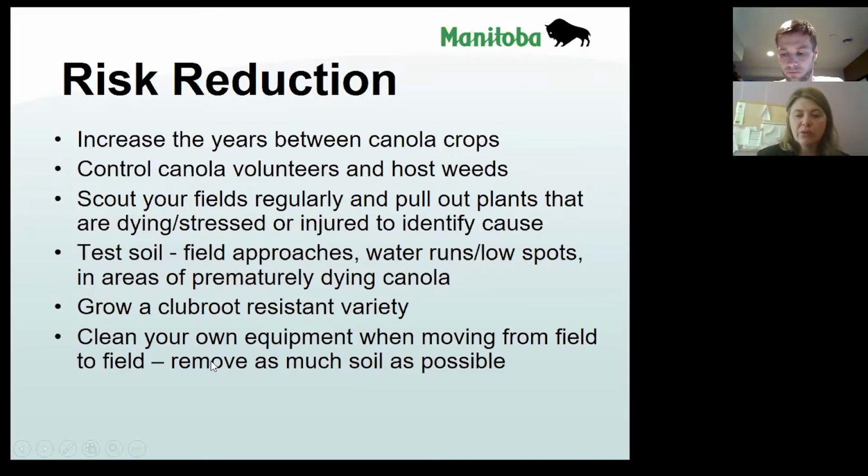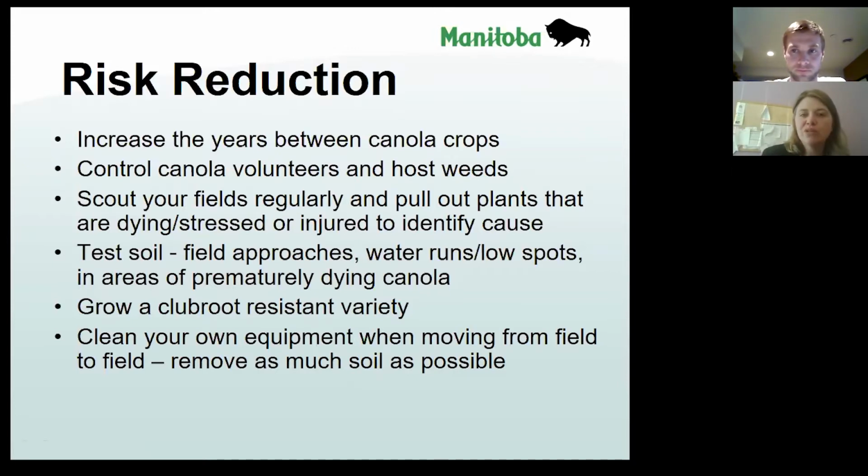And cleaning your own equipment when you're moving from field to field, trying to remove as much soil as possible. I know this is a hard recommendation to give and to take, because sometimes in Manitoba we only have a few days where we can get out and actually seed. But trying to reduce some of that soil movement from field to field is important, because clubroot is a soil-borne disease. It moves with that soil.